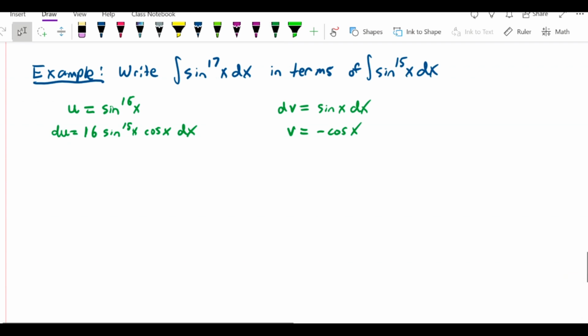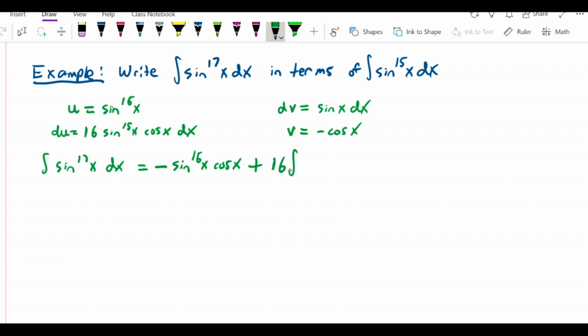Okay, so let's write out what we have here. The integral of sine to the 17th x dx is equal to uv, so negative sine to the 16th x cosine x, and then we have v and du. Notice that v is itself negative, so when we subtract v du, it's like we're adding, just without the minus sign, so that's going to be plus. Let's put the 16 outside of the integral, and we've got sine to the 15th x, and then cosine times cosine, which is cosine squared x, and finally the dx at the end.